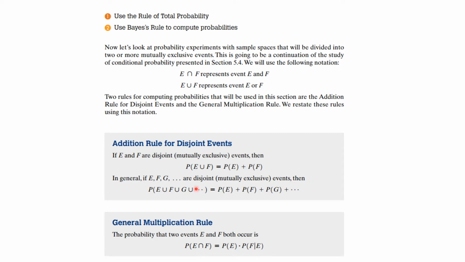So remember, if we had disjoint or mutually exclusive events, the probability of the or of all of them is the sum of the probabilities. So the probability of the union of all of them is going to be the sum of the probabilities because there are no overlaps. And the general multiplication rule, instead of saying the probability of E and F, we're going to say the probability of E times the probability of F given E. We're going to say the probability of E intersect F.